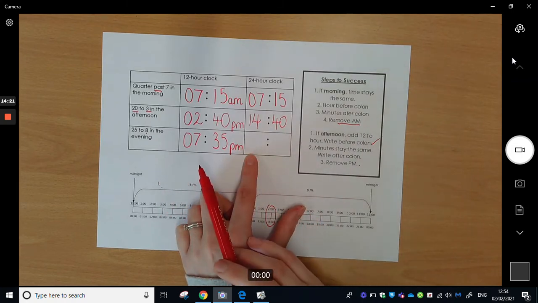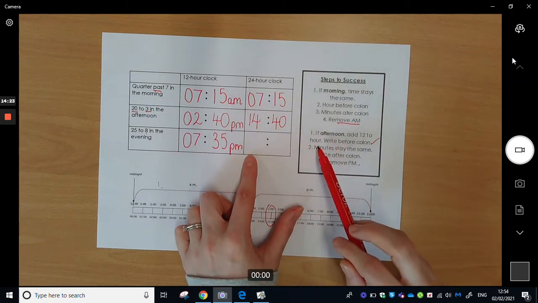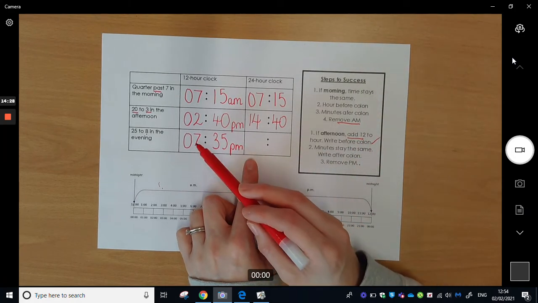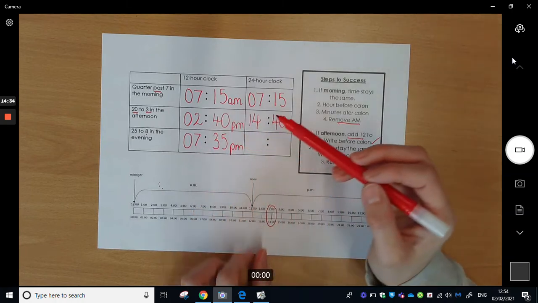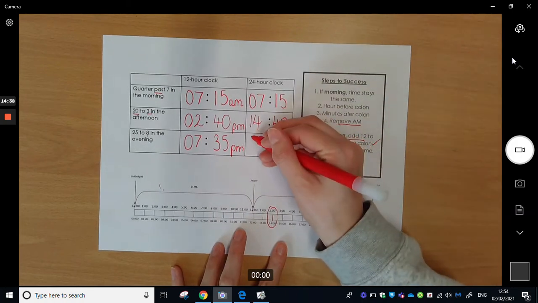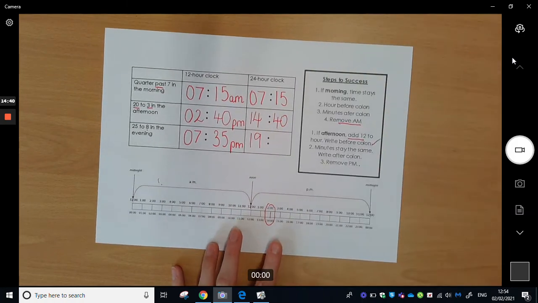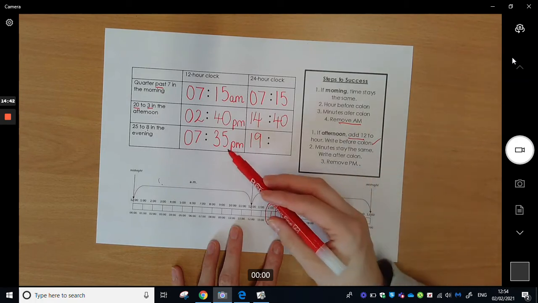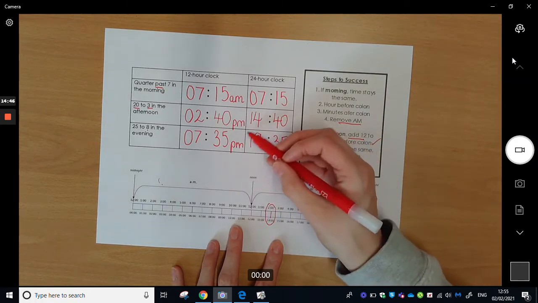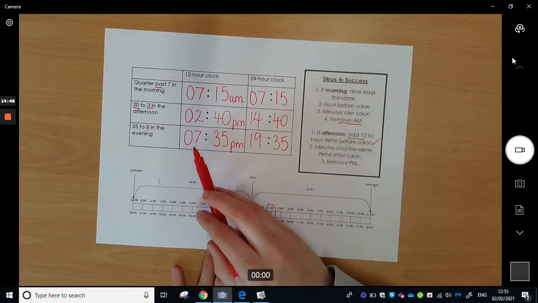So the first thing I need to do is think about what is the hour, which is 7, and I'm going to add 12. So I need to do 7 add 12. So 7 add 12 is 19. So that is my new hour. And remember, my minutes don't change. That's going to be 35. I'm just going to check here. So I'm looking for 7 PM.